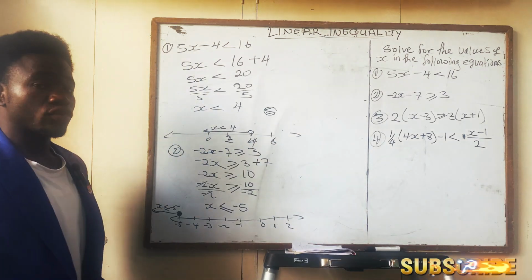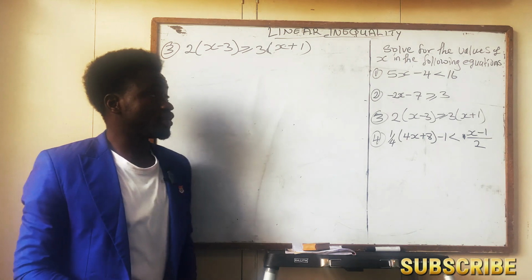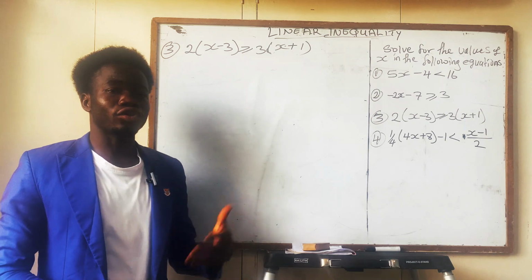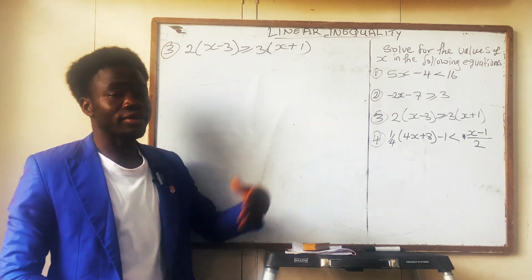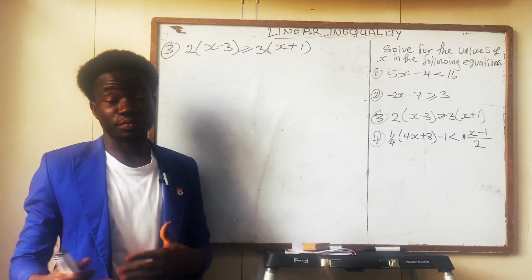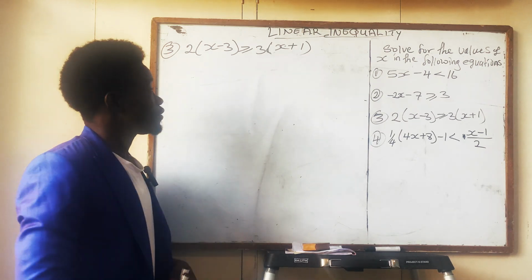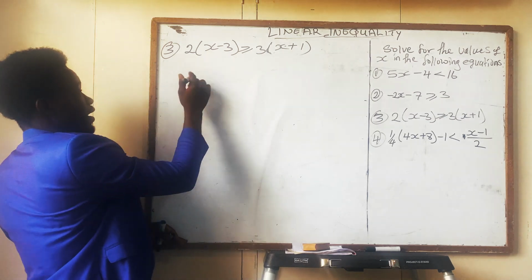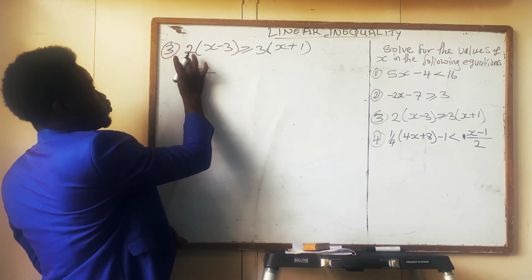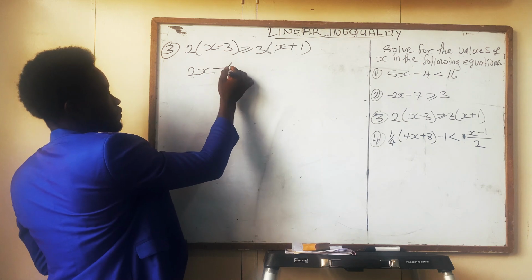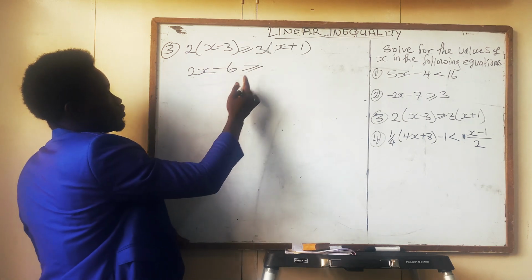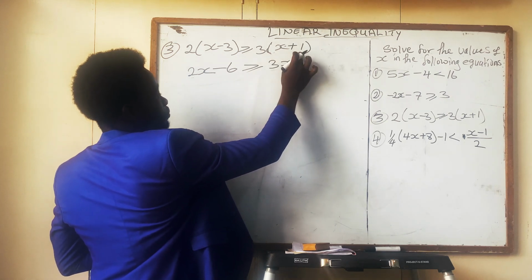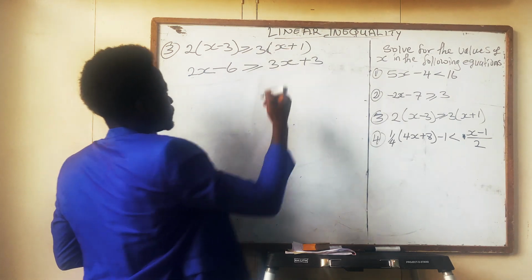We'll look at the third question. So for question 3, there's a lot of brackets inside there, and you have to expand the bracket before you can deal with the x, because the x are embedded in the bracket, and so you have to expand it before you can be able to simplify it. Now the 2 is multiplied by the whole bracket here, so you pick 2 times x, that gives you 2x, and 2 times negative 3 will give you negative 6. All right, which is greater than or equal to 3 times x will give me 3x, and 3 times positive 1 will give me positive 3.